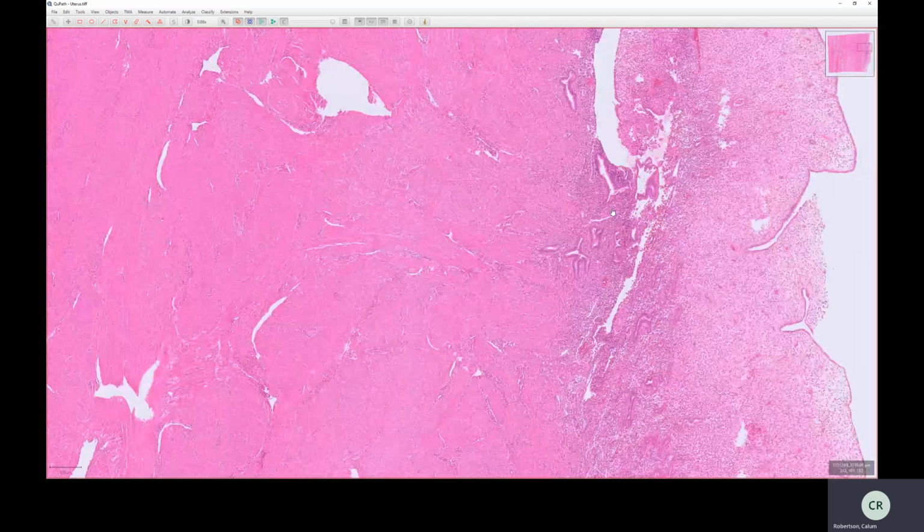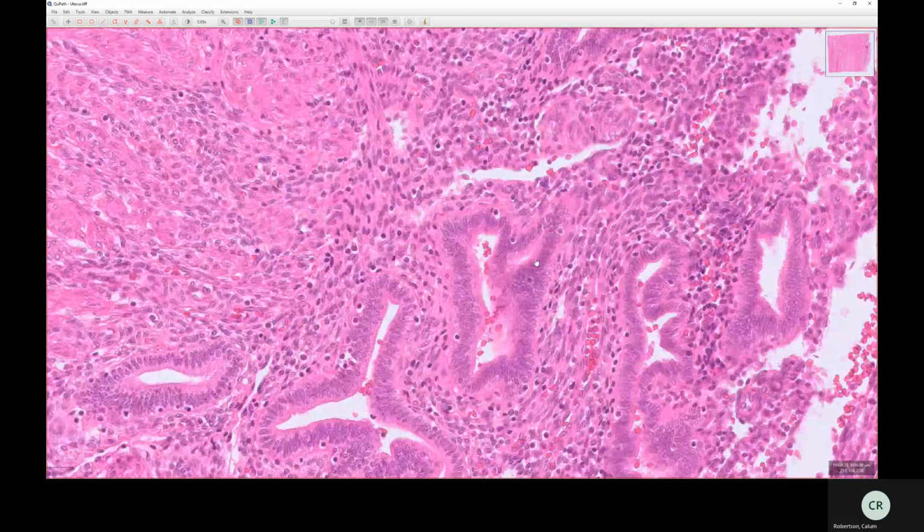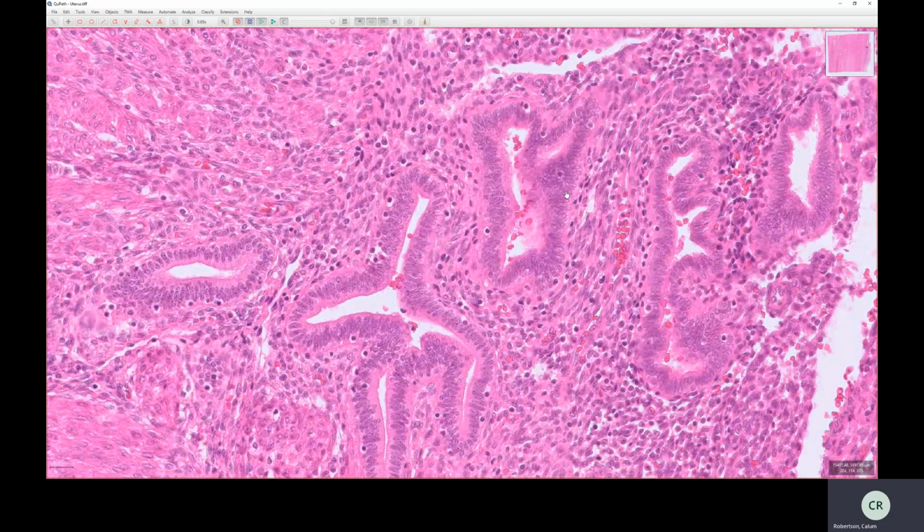I will point out one other thing. We're going to look at this cervix shortly, but before I do, I wanted to point out the stroma of the endometrium to contrast it. We'll contrast it later on.